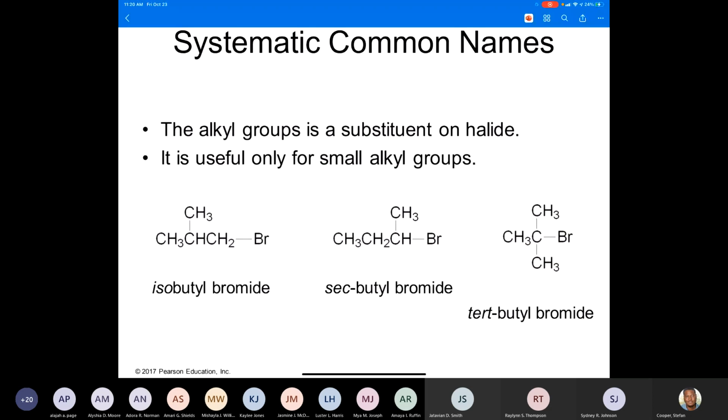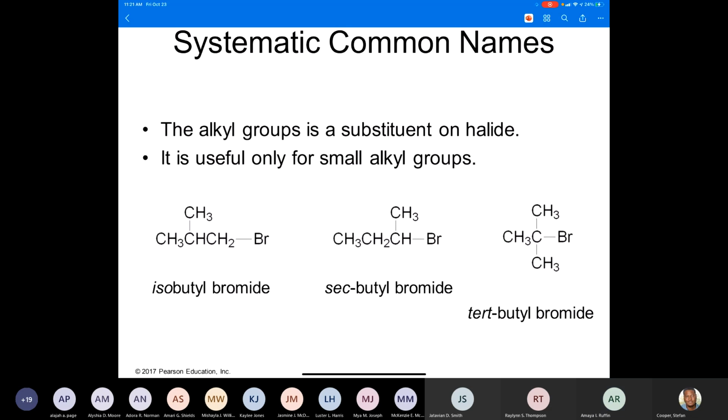Would it be 1-bromo-2-methylpropane? Can you guys see that? Carbon 1 will have the bromine. Carbon 2 has the methyl. There's a total of 3 carbons in the chain, so that'll be prop. So this will be 1-bromo-2-methylpropane. That's the IUPAC name. But the common name is just isobutyl bromide. Be prepared, I could use either to describe a molecule, and you guys will have to be familiar with what I'm trying to refer to.